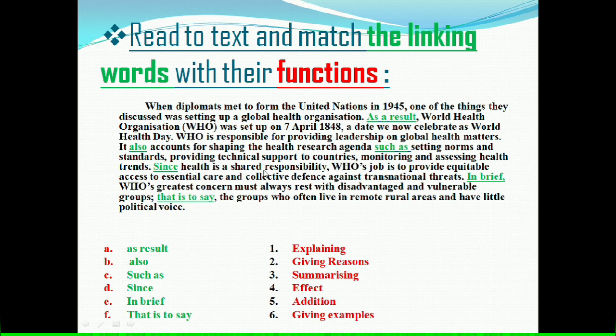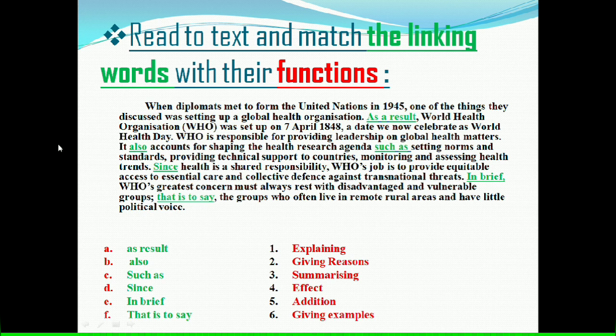Since health is a shared responsibility, WHO's job is to provide equitable access to essential care and collective defense against traditional threats, such as epidemics, pandemics, etc. In brief, WHO's greatest concern must always rest with the disadvantaged and vulnerable groups. That is to say, the groups who often live in remote rural areas and have little political voice, which is not true for the time being, because now all the world, the developed countries, whoever, are looking for a solution to this COVID-19. It's not only about vulnerable places or countries. The whole world now is concerned about this problem.